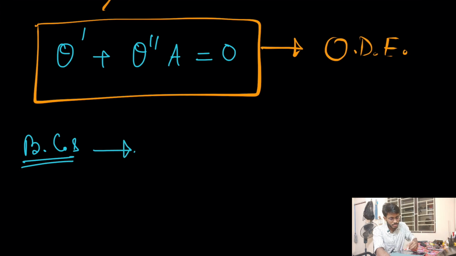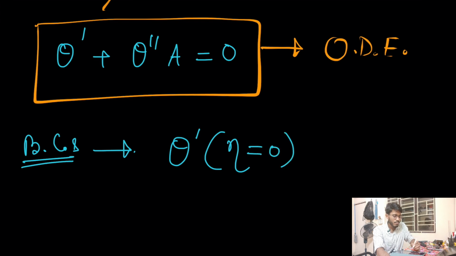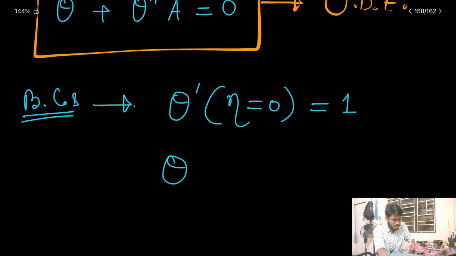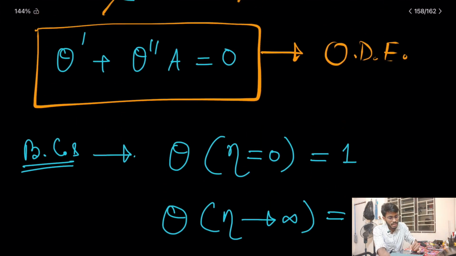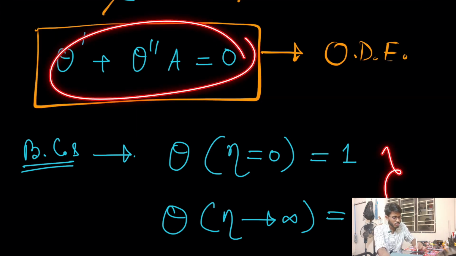Boundary conditions will be theta dash at eta equal to 0. That means at x bar equal to 0, this was equal to 1. Sorry, not theta dash, it was theta. And theta at eta tending to infinity is equal to 0. See, this is a second order ODE, so I need only two boundary conditions.